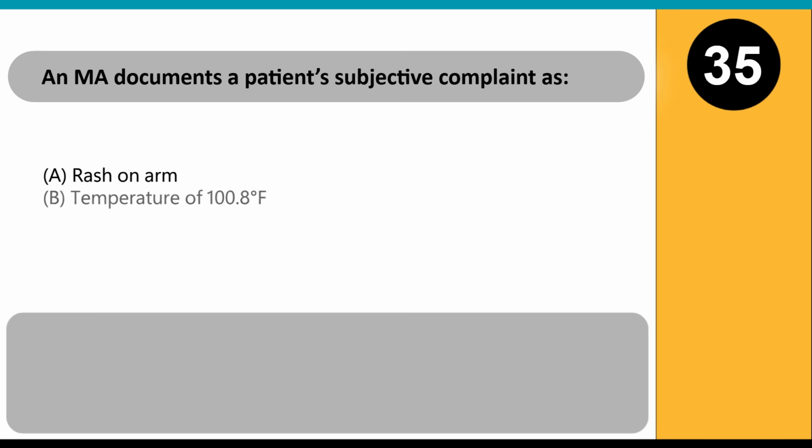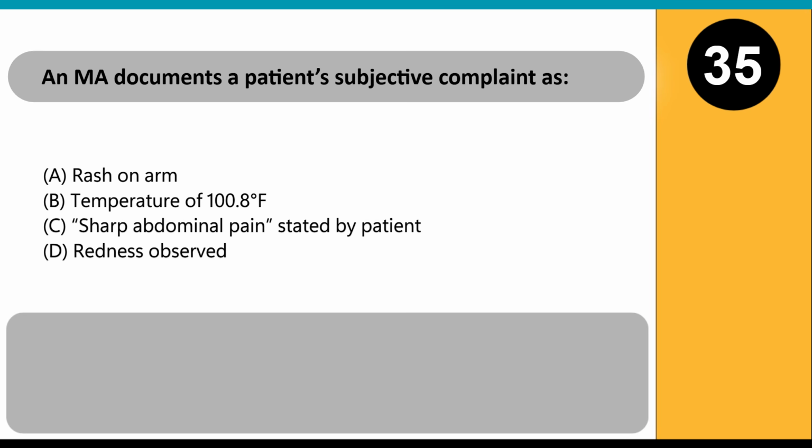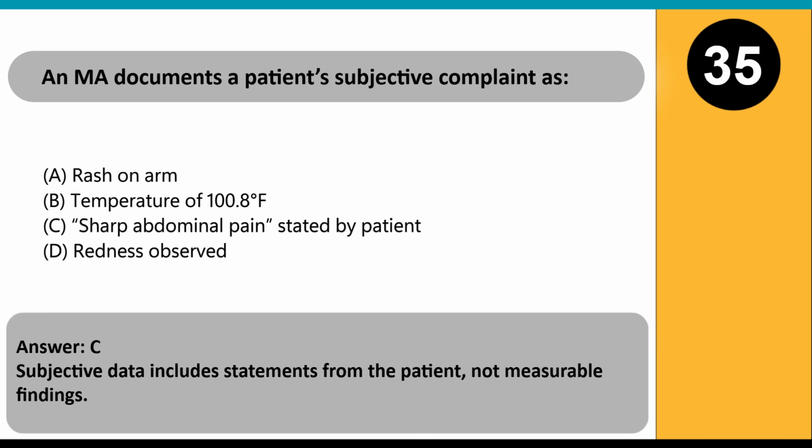An MA documents a patient's subjective complaint as: A. Rash on arm. B. Temperature of 100.8 degrees Fahrenheit. C. Sharp abdominal pain stated by patient. D. Redness observed. Answer: C. Subjective data includes statements from the patient, not measurable findings.